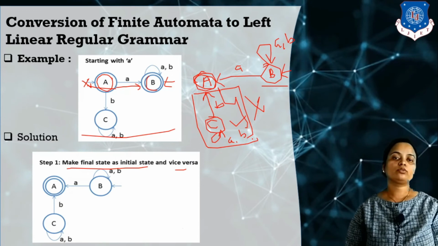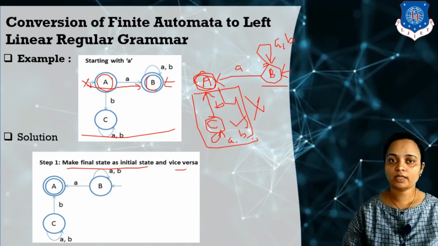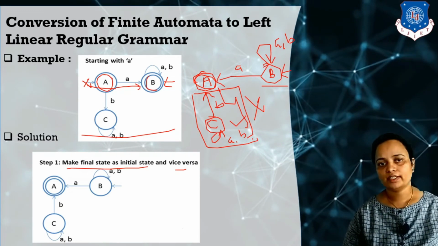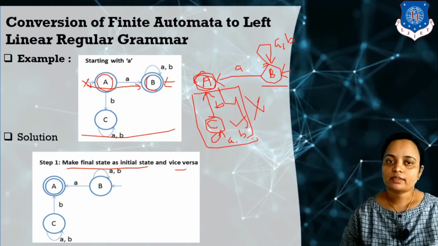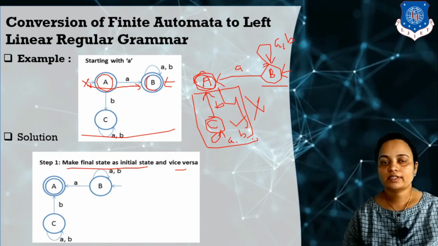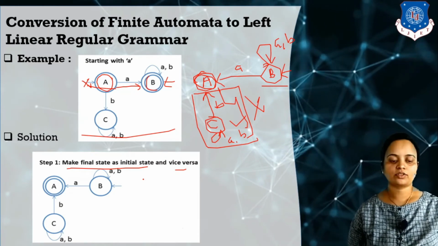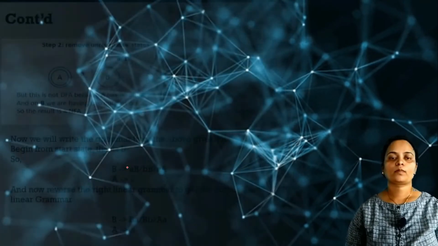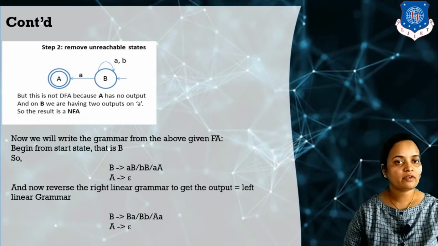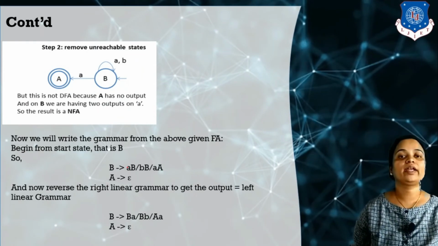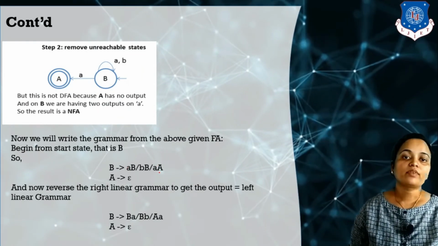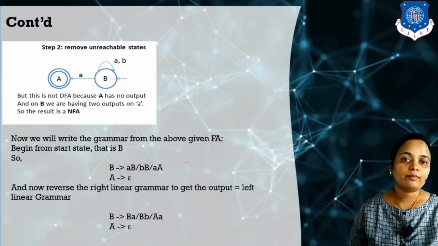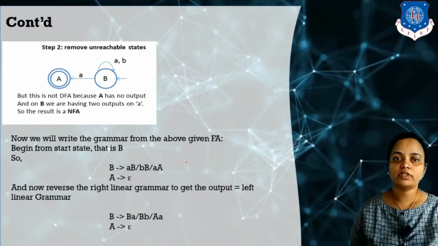So what we are going to do: first take the reverse of the FA and check whether there is an unreachable state. If there is, we have to remove the unreachable state and its related transitions also, like this. So we have to remove these portions. Here you can see this is our reverse FA. Now we have to write down the right linear grammar. Always remember, whenever you are writing down the grammar from the finite automata, it is always right linear.